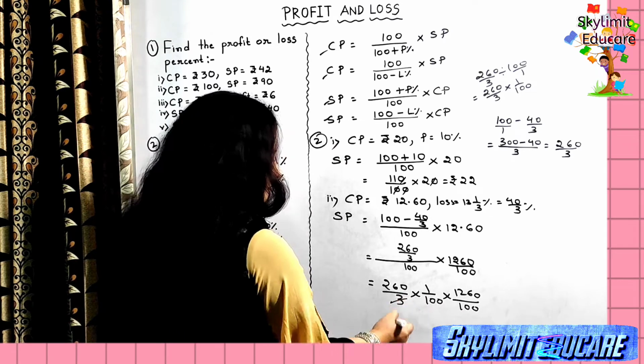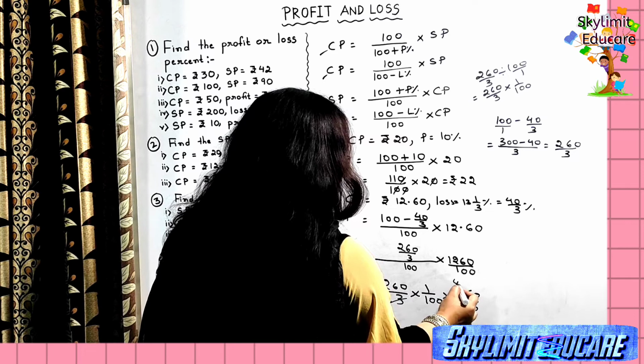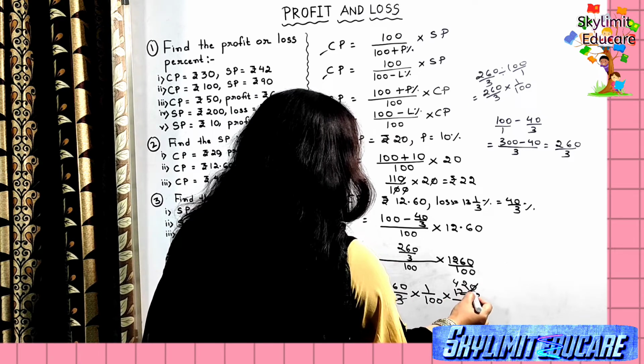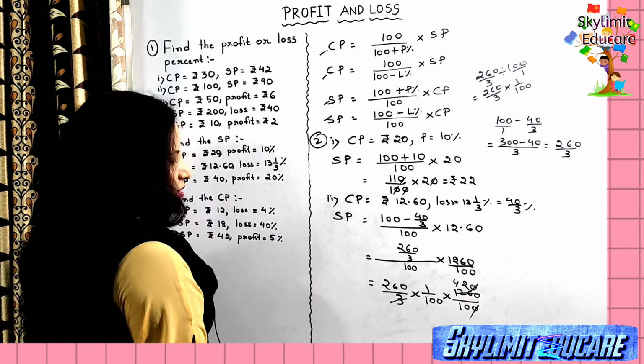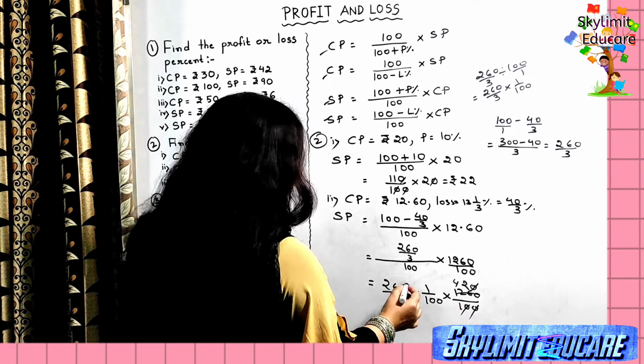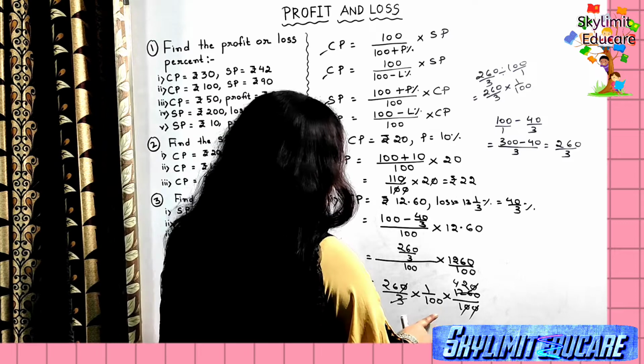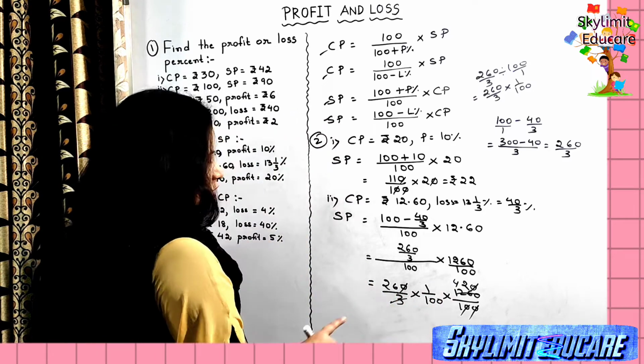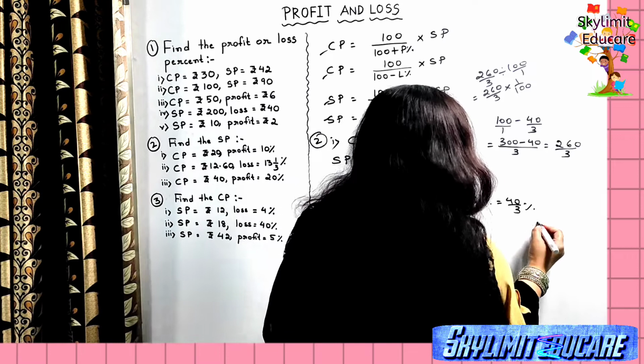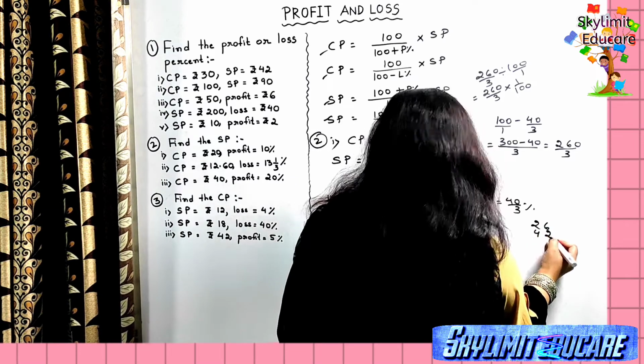Now let us cancel this 3 with this. 3 4s are 12, 3 2s are 6, and this 0 0 also cancels out, and this 0 can be cancelled with this 0. Clear? Now don't cancel this 100 with 42 or 26. What shall we do? We will multiply 26 multiplied to 42, right?